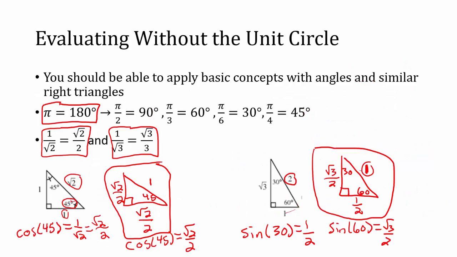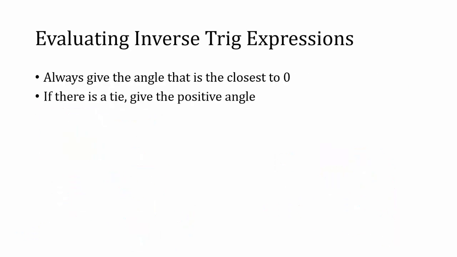Awesome, so just reviewing a lot of stuff here. I know it's a lot of information to take in. So now let's get into the issue at hand, which is evaluating these inverse trig expressions. The basic rule here is that we're always going to give the angle that's the closest to 0. The closest to 0. And if there's a tie, give a positive angle.